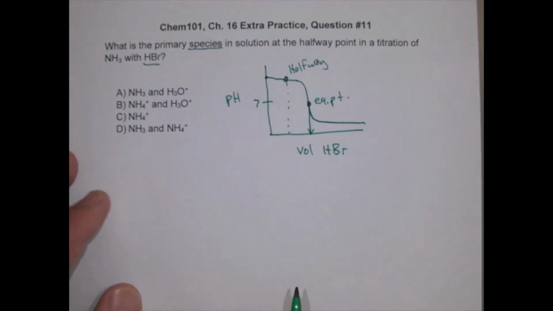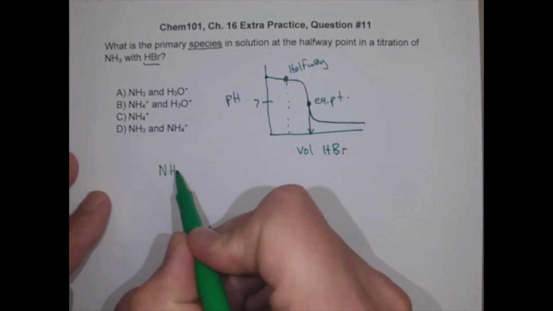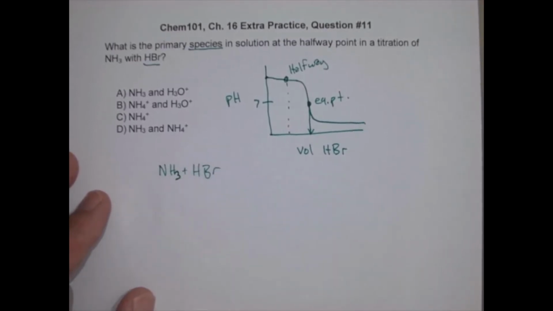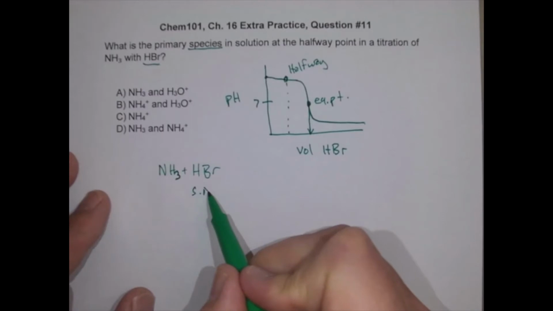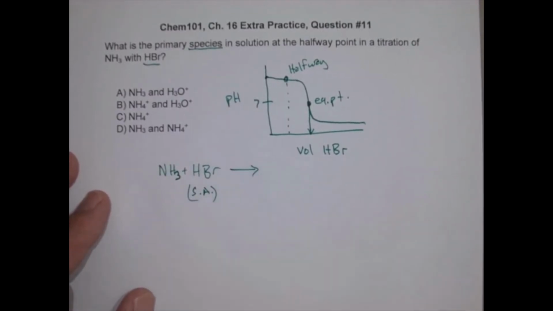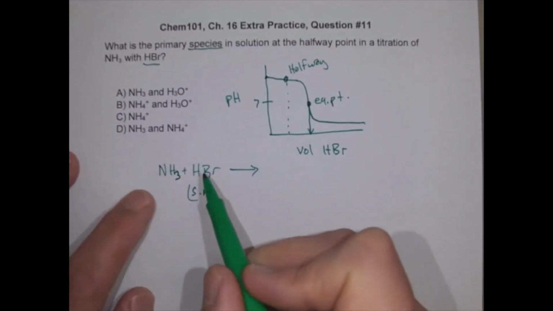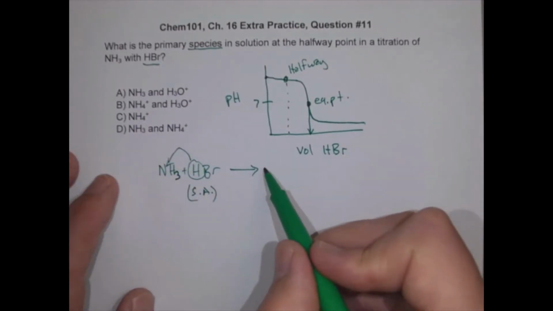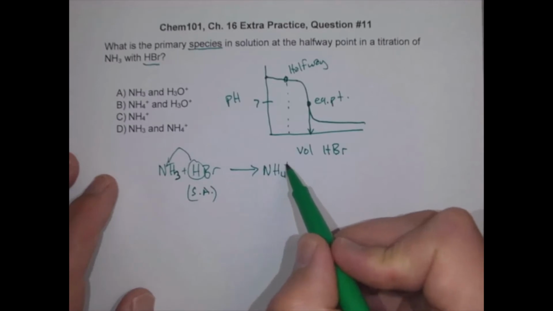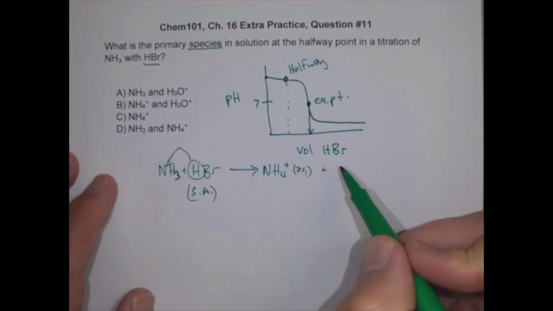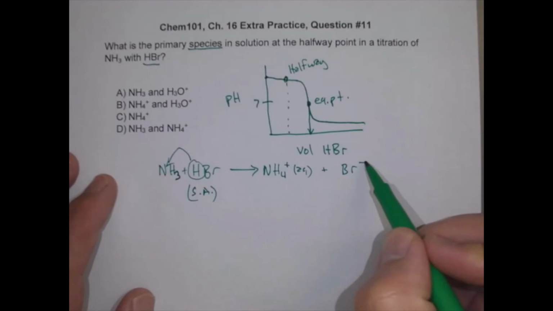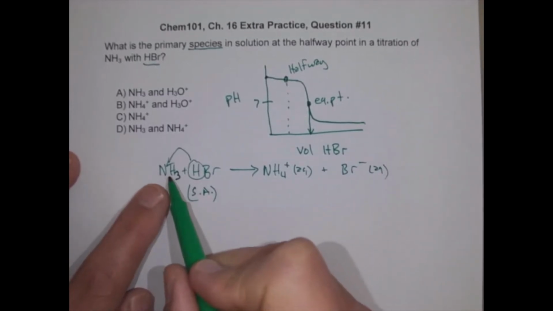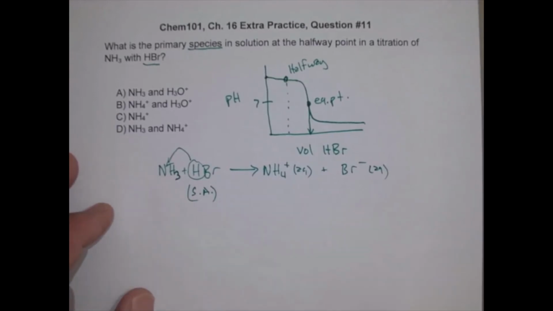And if you think about what's going on while we're doing this titration, we have ammonia, NH3, and we're adding to it this strong acid, HBr. Because this is a strong acid, this is going to be a one-directional 100% reaction, and that hydrogen is going to pop off and add to ammonia, because ammonia is a weak base. So we're going to produce ammonium ion, aqueous, and we're going to be left over with the bromide ion, aqueous. So this is our weak base, and this would be the conjugate acid of that weak base.